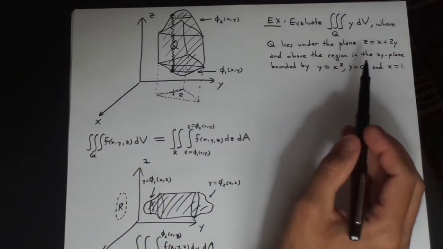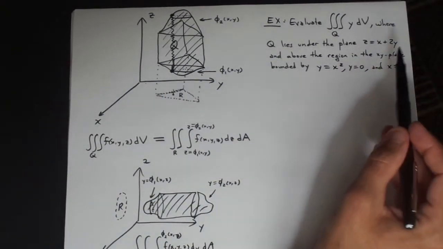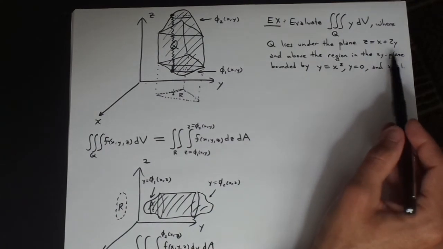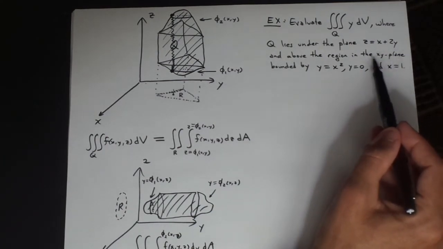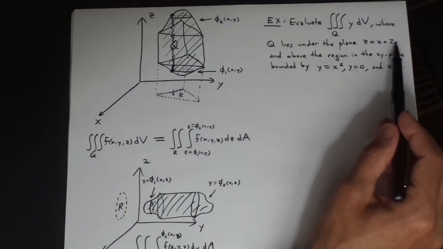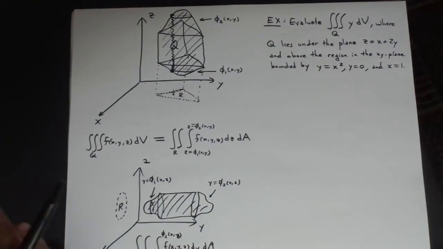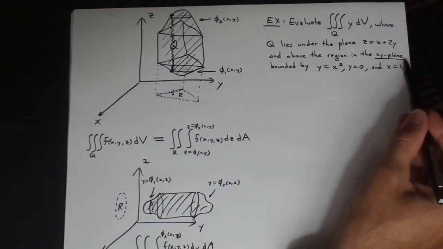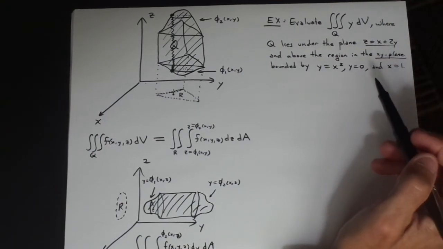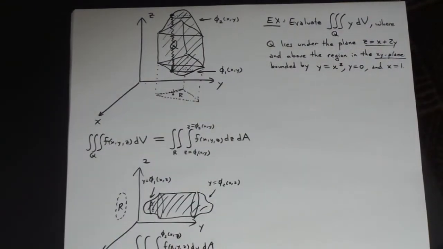What I can say for sure is that my region is above the xy plane. Remember, the xy plane is just z equals 0. So it's above that, but below the plane z equals x plus 2y. You see, we have a lower limit and an upper limit for z that are already given to us in the problem. I'm going to put that z variable on the inside of this triple integral.